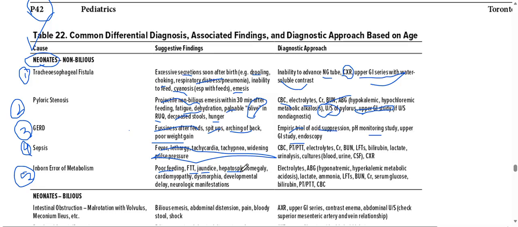Then there may be cardiomyopathy, heart problem, developmental delay, neurological problem. There may be liver and spleen enlargement, heart problems, and neurological involvement in inborn errors of metabolism, right? So the diagnostic approach will again be a number of investigations, starting from electrolytes, ABGs, then lactate, ammonia, LFTs, urea, creatinine, glucose, bilirubin, PT, PTT, CBC. Whatever investigation comes to your mind, just remember it for this purpose.